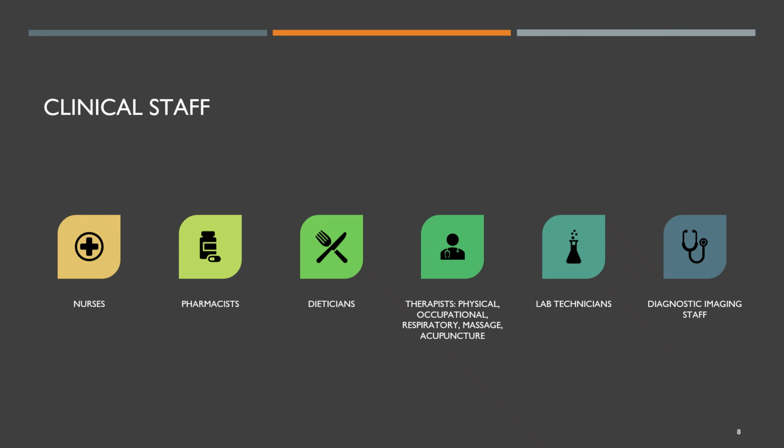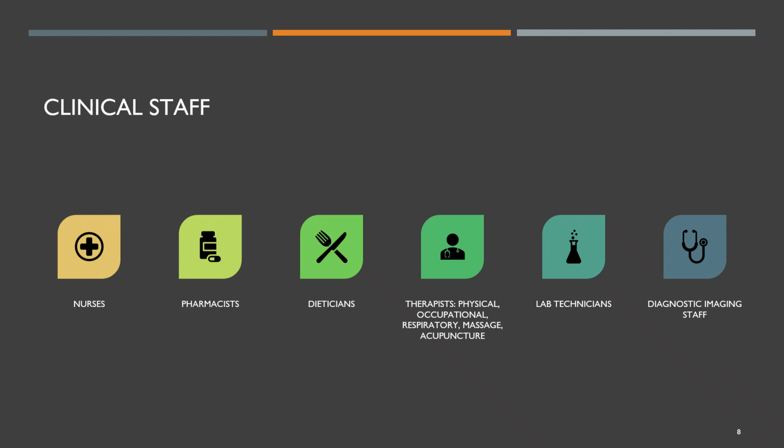We can talk about the pharmacists. They ensure safe and effective use of medications. They can check for interactions. They can check for dosage accuracy and patient-specific adjustments. We have dietitians on that team. They provide nutritional guidance, which can be critical in conditions like diabetes, kidney disease, or heart failure. There are also therapists, from physical and occupational to respiratory and even acupuncture or massage therapy. These professionals focus on restoring function, improving quality of life, and supporting recovery.